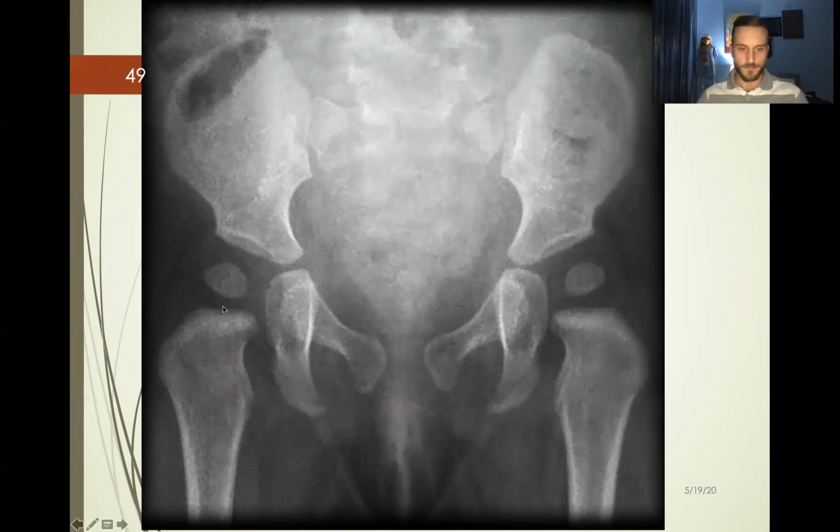So you can see here the ossification center. You can see here the triradiate cartilage. How wide is it? Look at here. Look at the obturator foramen and the lower aspect, the ischium. Okay, you can see that the inferior pubic rami are not seen. Why? Because it's cartilage.